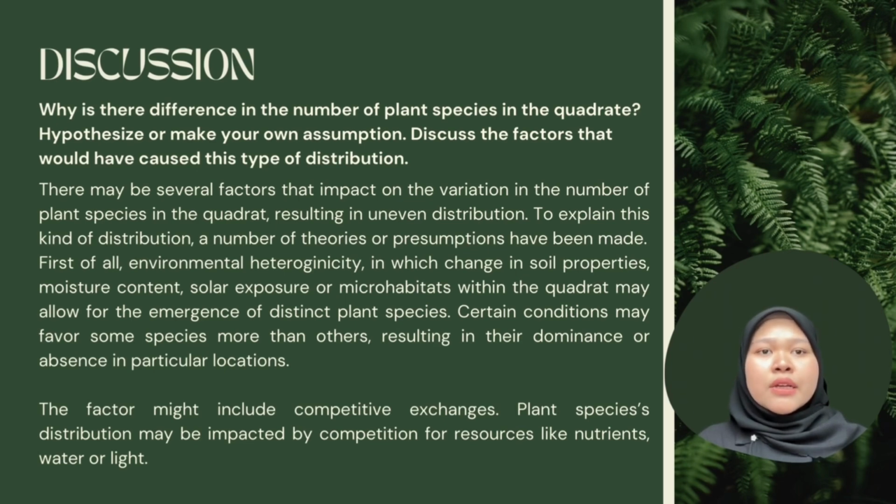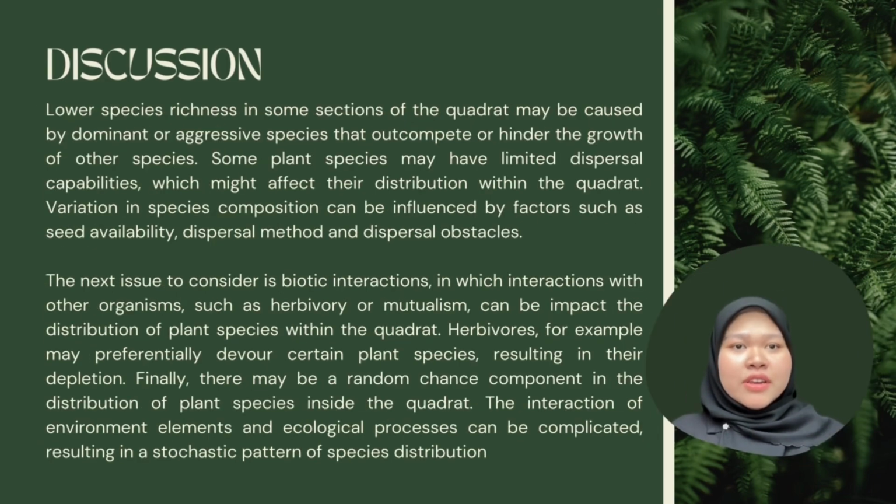The factors might include competitive exclusion. Plant species distribution may be impacted by competition for resources like nutrients, water, or light. Lower species richness in some sections of the quadrat may be caused by dominant or aggressive species that outcompete or hinder the growth of other species.